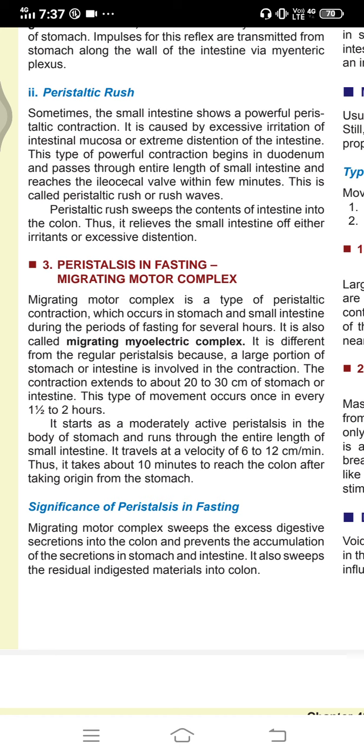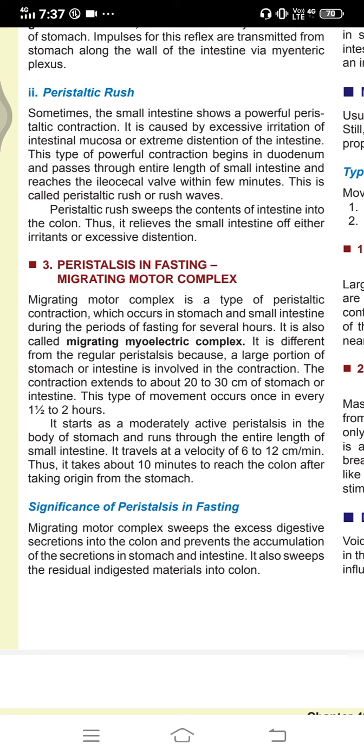It is different from the regular peristalsis movement because a large portion of the stomach or intestine is involved in the contraction. The contraction extends to about 20 to 30 cm of the stomach or intestine. This type of movement occurs once every 1.5 to 2 hours.